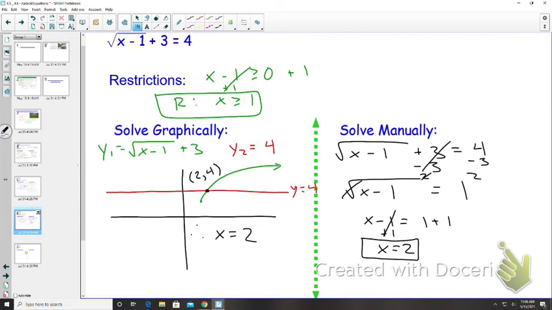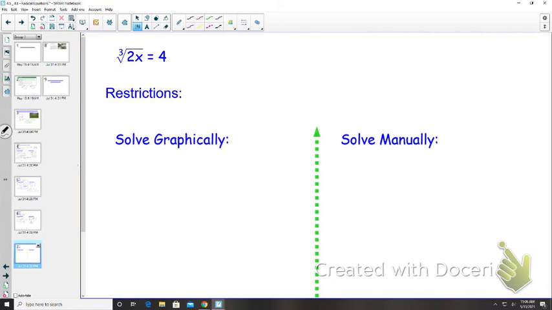Okay, 2 more to go for today. So here we have a cube root of 2x, and that is equal to 4. Okay, so let's set our restrictions. x is to the 1 here. Okay, so our restrictions here should be what? x should be greater than or equal to 0, right? That's if it's a square root. Okay, when we're taking the cubic root, it is a little bit different.